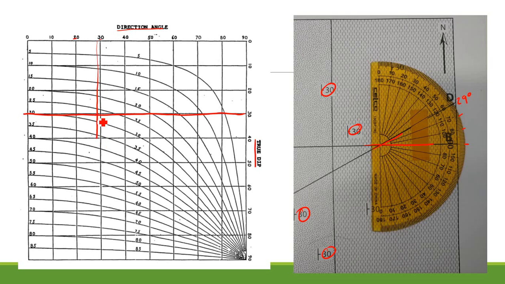And where these lines intersect, that is giving us our apparent dip. So we're looking at where it intersects relative to these curved lines that go down like this. So this is the 25 degree line, this is the 30 degree line. Our intersection is roughly halfway between those two curves. So we're looking at an apparent dip of something like 27 degrees, somewhere between 27 to 28 degrees.